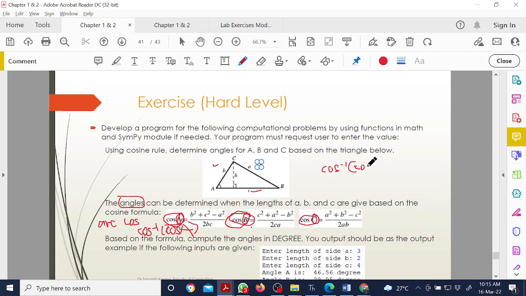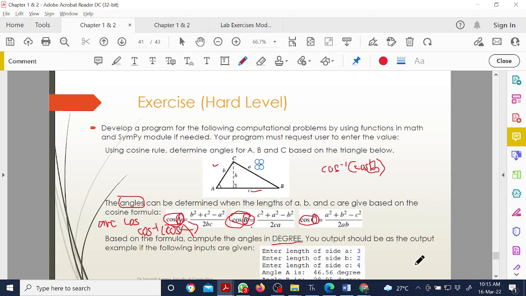We will inverse the cos B so that we will get the angle for B. Similar to cos C, we need to inverse the cos C in order for us to get the angle for C. Okay? So, based on that formula and the theory in mathematics, as I mentioned just now, you must compute the angles and then print out that angles in degree.